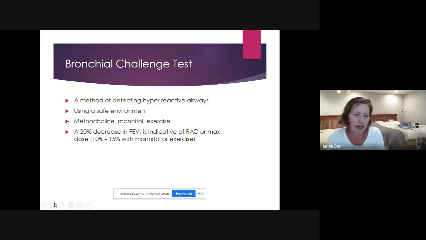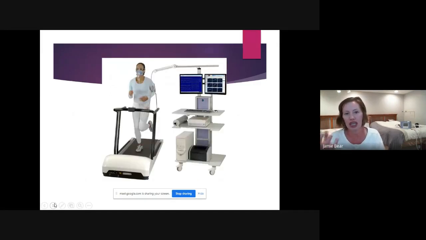Once they get down there at a specified dose to that 20% decrease, you can say, okay, they are hyperreactive based on this. Then the patient will get a bronchodilator, bringing them out of their reactivity. So it's a good way to help diagnose asthmatics and see how responsive they are. Exercise testing can come up.